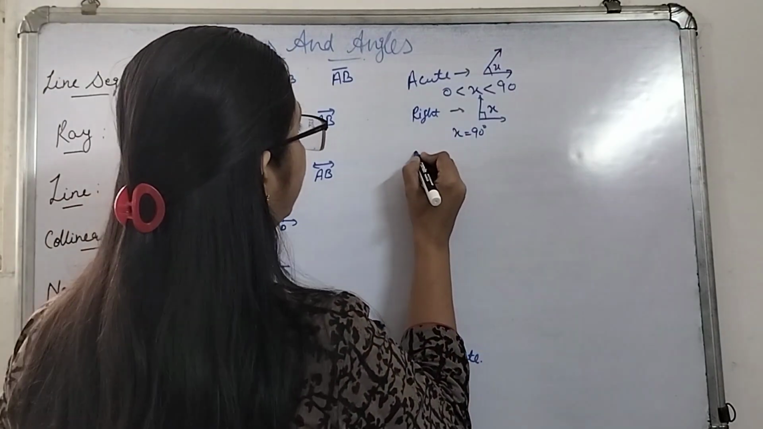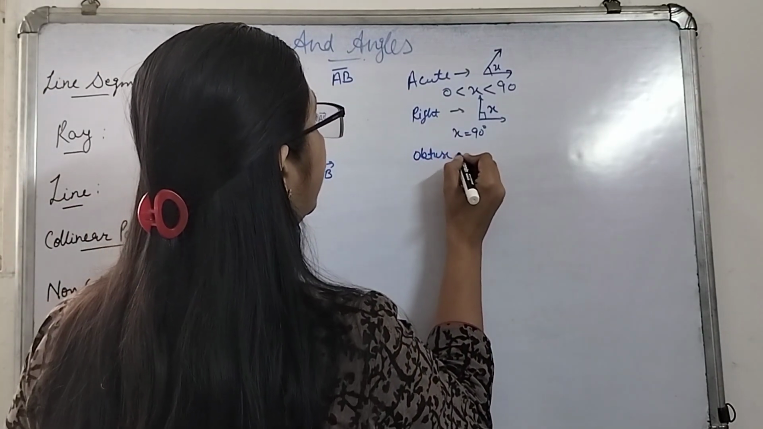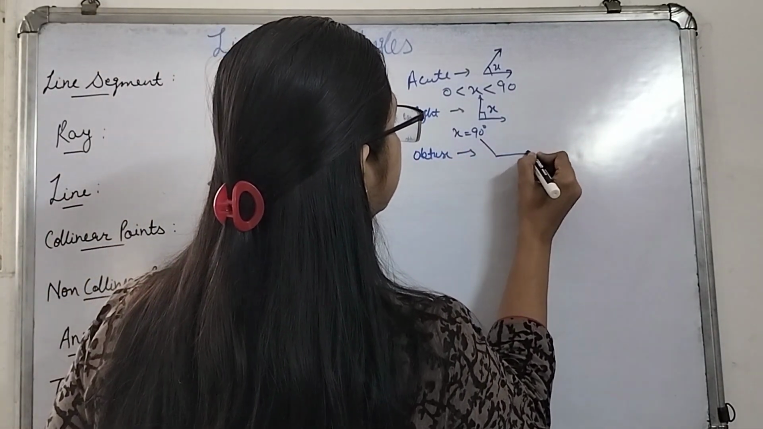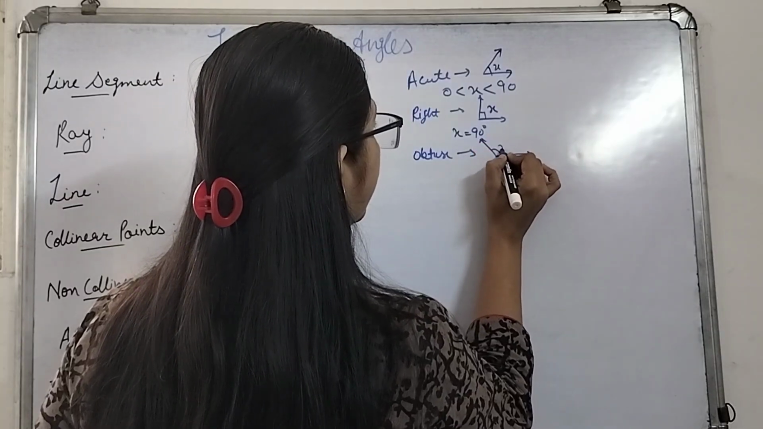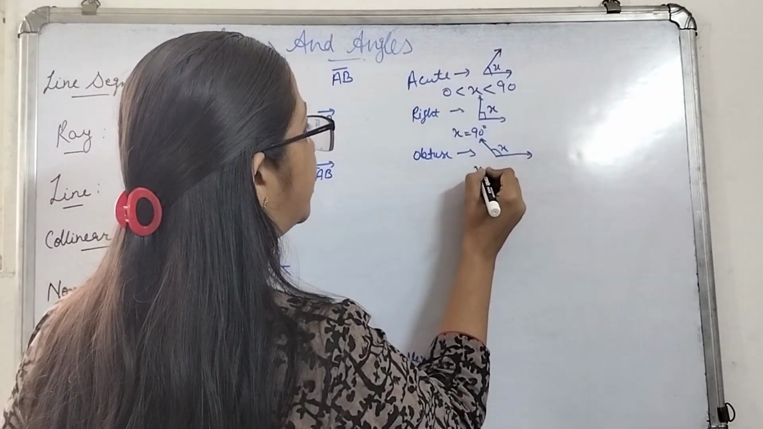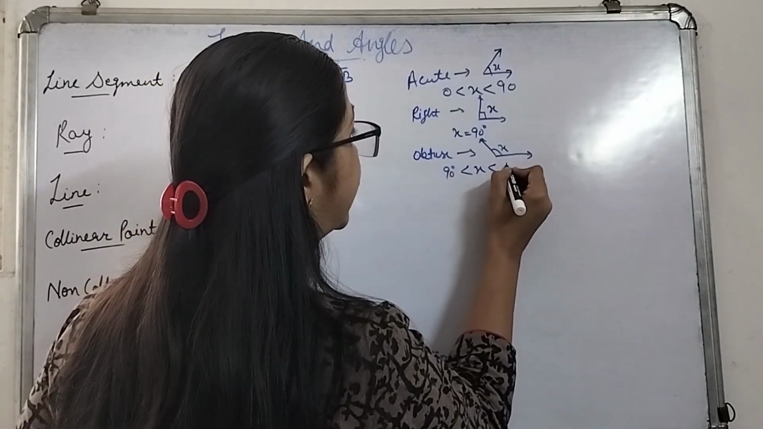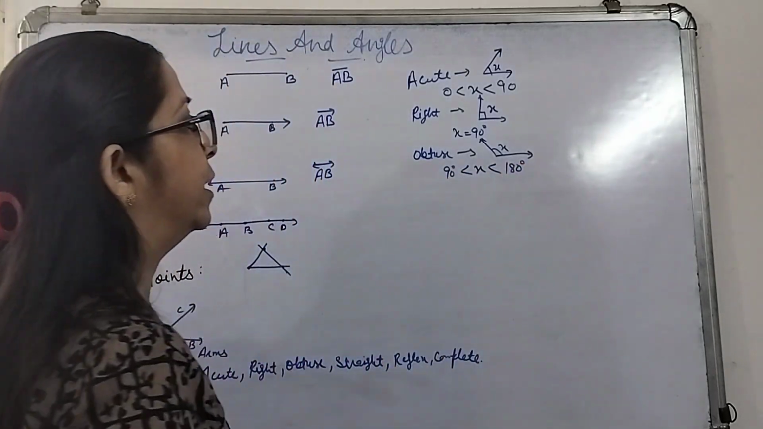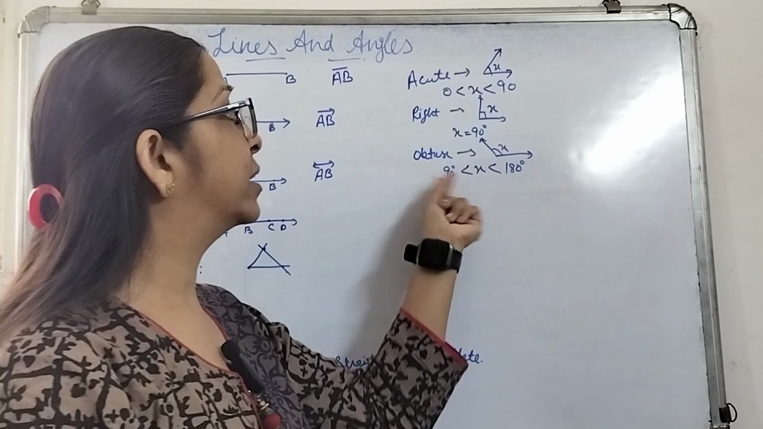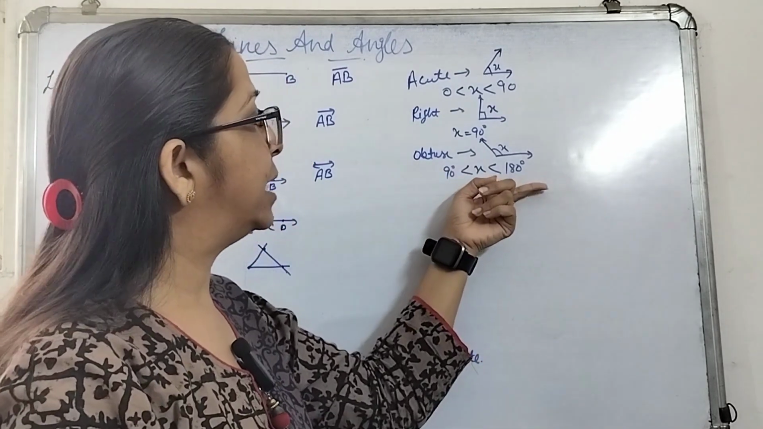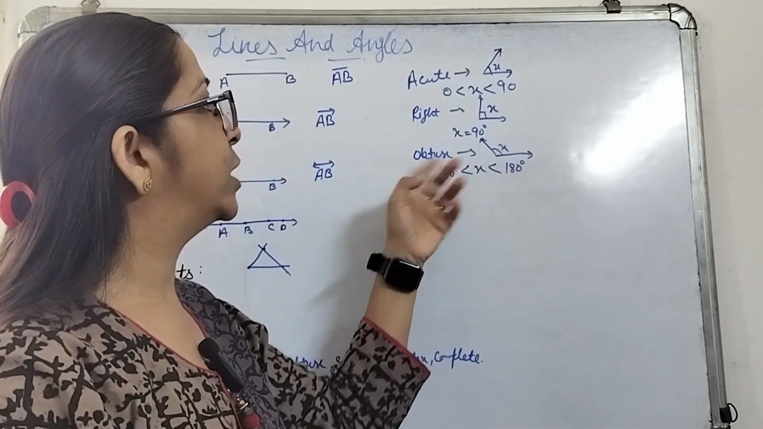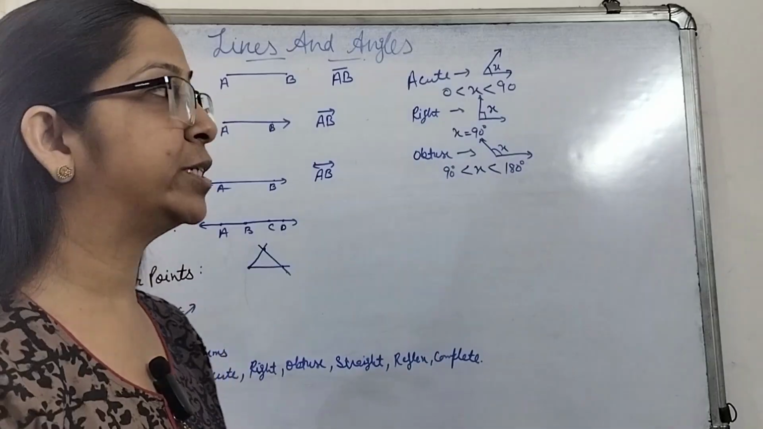Then comes your obtuse angle. This will be the type of the angle. Suppose this is your x. If the measurement of x is greater than 90 degrees but less than 180 degrees, then such types of angles are known as obtuse angles.